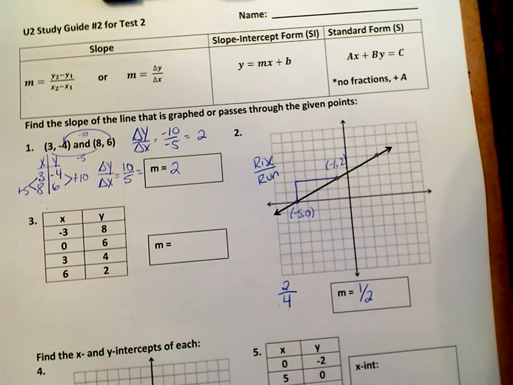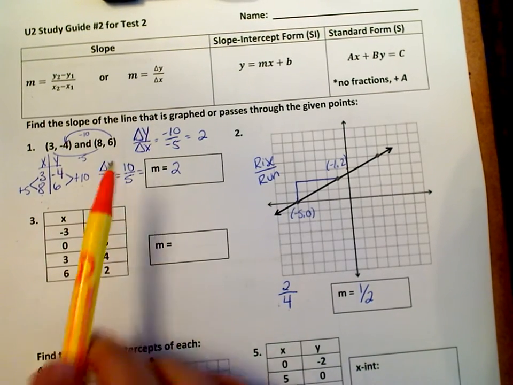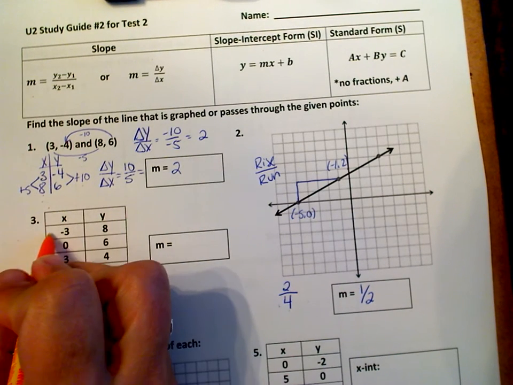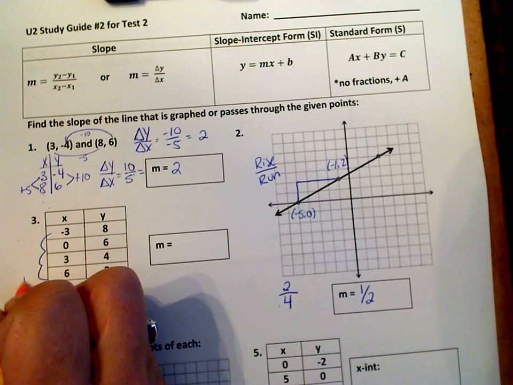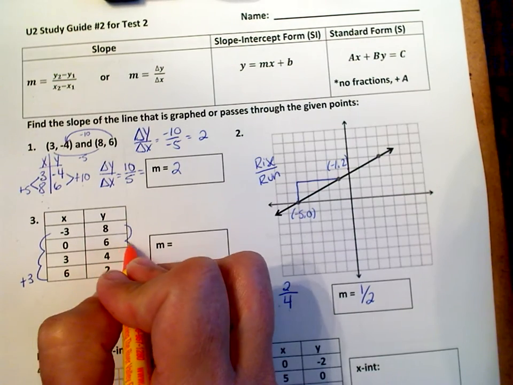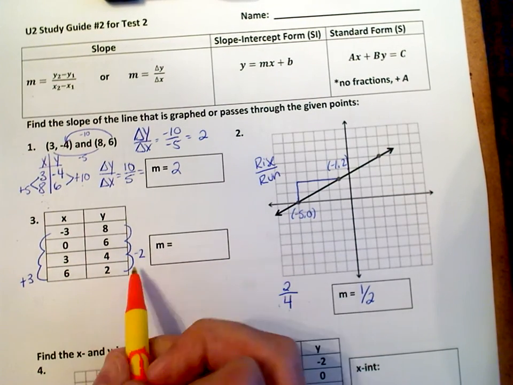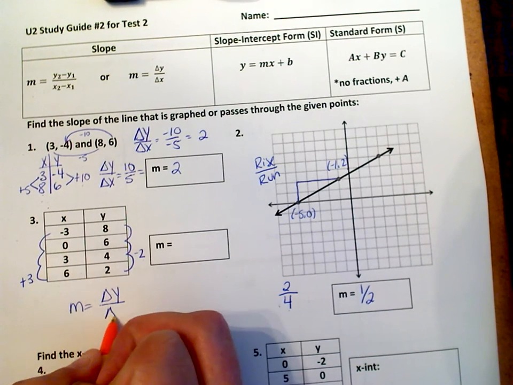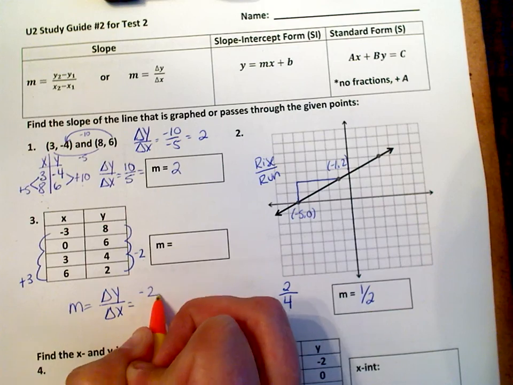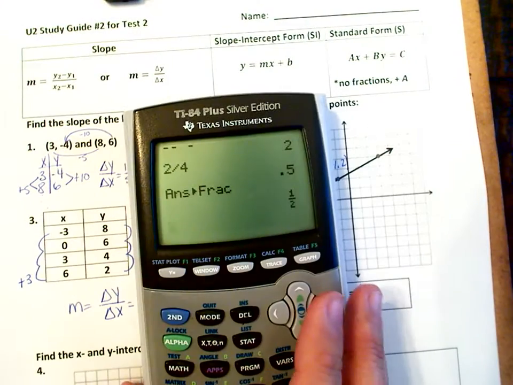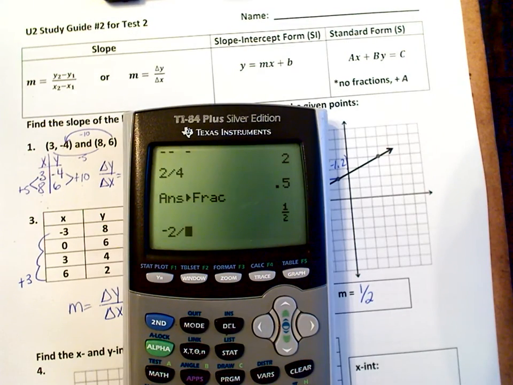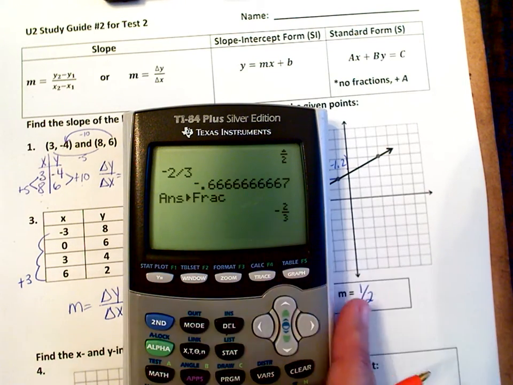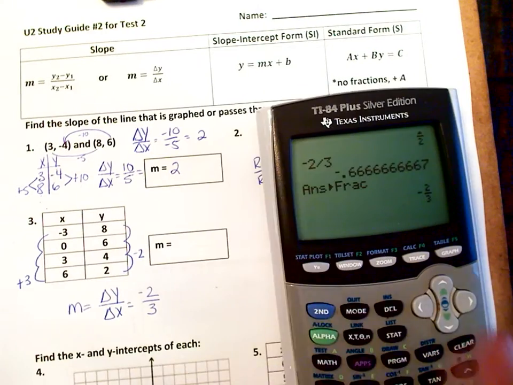All right. At number 3, we're going to do what we did here, except we have 4 points. So we're going to look at that change again. Your x values are going up by 3 each time. Your y values are going down by 2 each time, which makes it negative. So your slope is that change in y over change in x, which is -2 over 3. Again, plug it in your calculator. -2 divided by 3 gives you a decimal. Hit math, enter. It gives you the same thing, so we know that that's the reduced answer. But plug it in and double check.